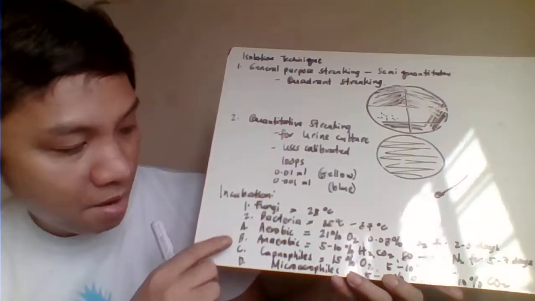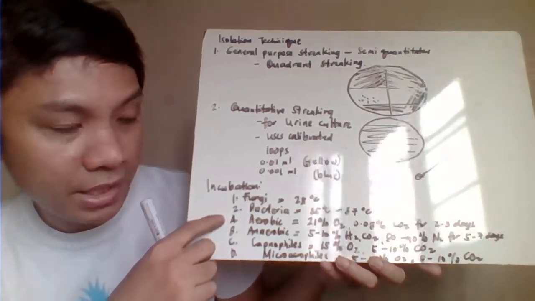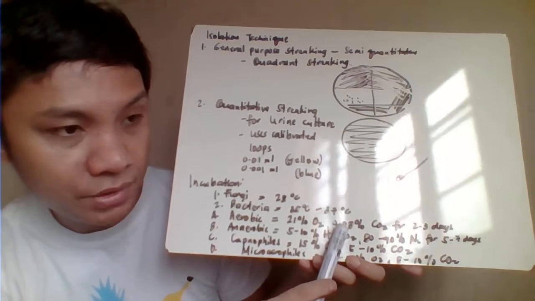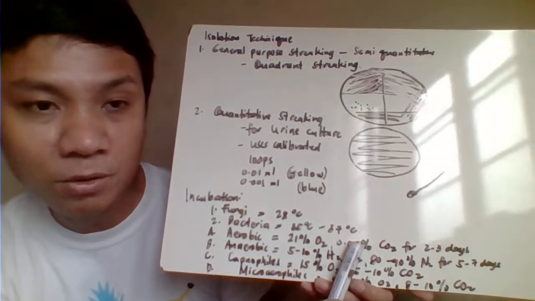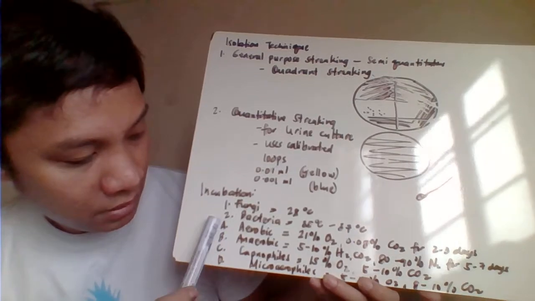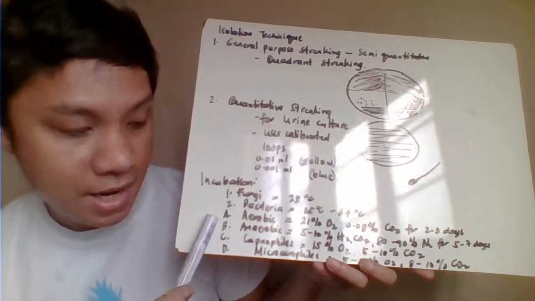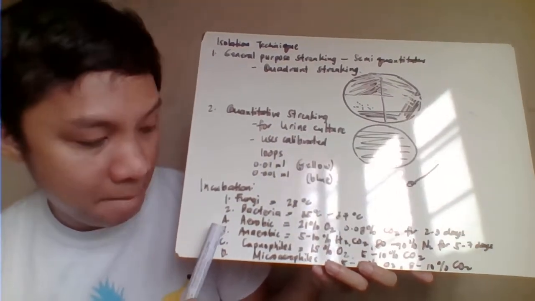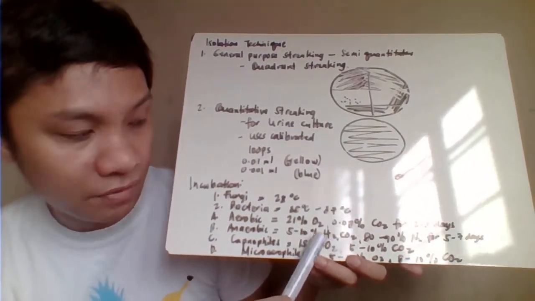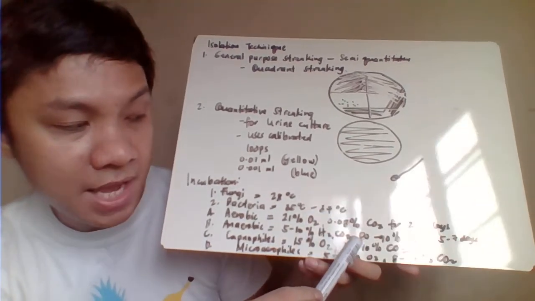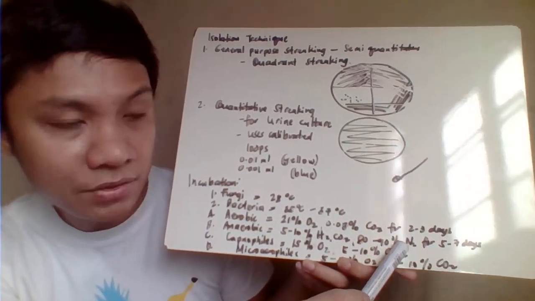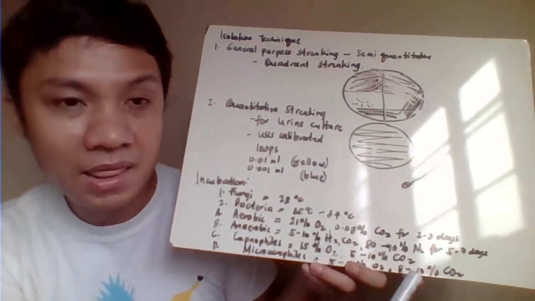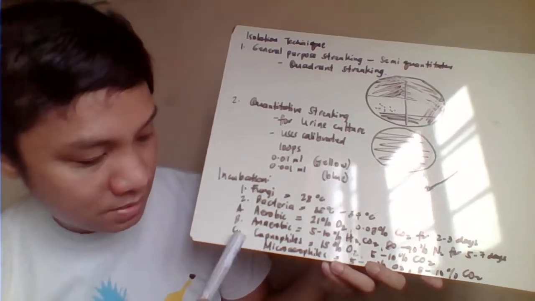Okay, we have here the gas requirements. Okay, aerobic organism here would require 21% oxygen. And we have also here your 0.03% carbon dioxide, incubated one for 2 to 3 days. Okay, your anaerobic on the other hand, so again, anaerobic walang oxygen dapat because oxygen is toxic to them. So we have here 5 to 10% of the hydrogen gas and carbon dioxide, 80 to 90% of your nitrogen. Wala siyang oxygen kasi again, toxic sa ating anaerobes ang oxygen. That incubated one for 5 to 7 days.